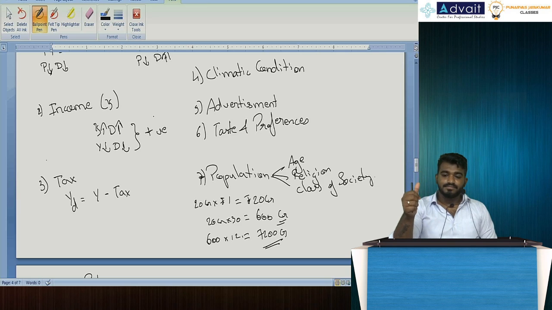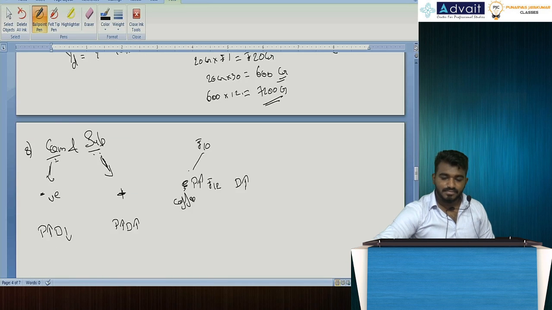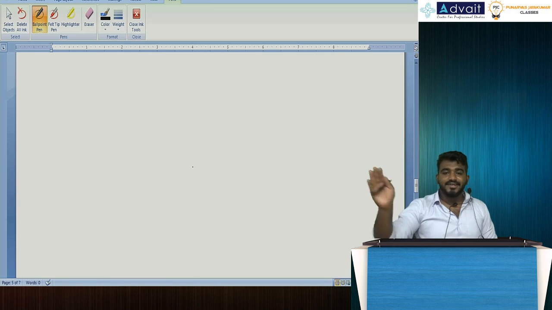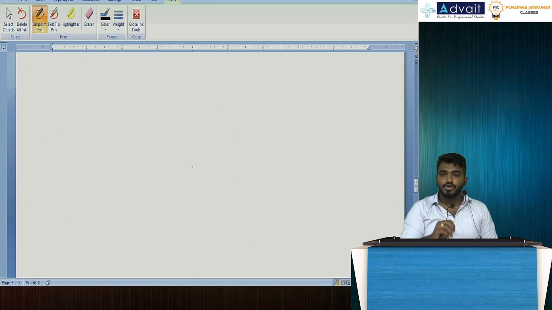Third determinant. Fourth one. Fifth one. Sixth one. Seventh one. And the eighth one. Can anyone tell me all these 8 determinants without seeing your notebook or the board? Randomly. Price, income, tax, advertisement, climatic condition, population, taste and preference. Today I'm asking this, just now I have done, so you people can answer.